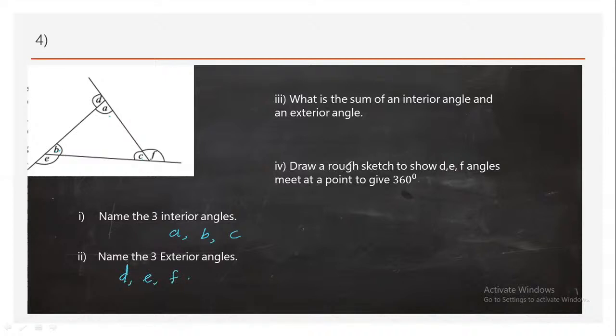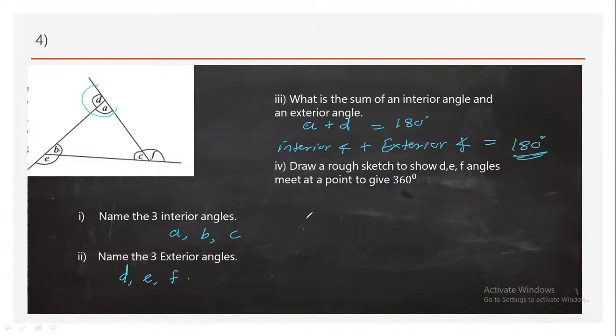What is the sum of an interior angle and an exterior angle? If you add this interior angle, as an example, A plus D, that is forming a straight line. So you know 180. Then you can write interior angle plus exterior angle equals 180.